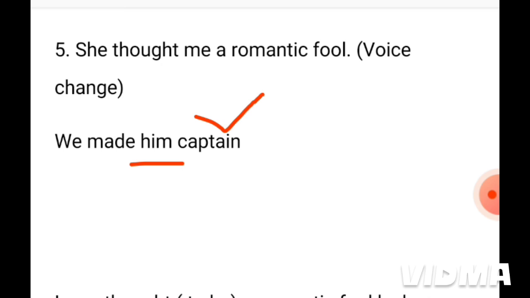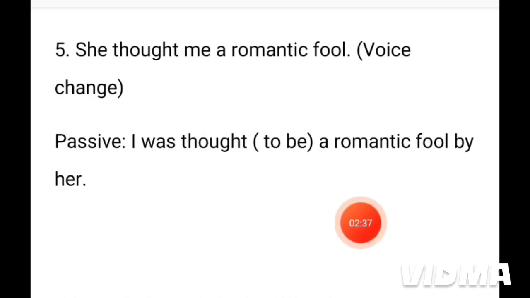So we have to work with me. We have to replace the word me with the subjective form, but we will not work with romantic fool because this is a complement and this will remain as it is in the sentence. Now look at the passive voice. This is the passive form of the above active voice. I was thought to be a romantic fool by her.